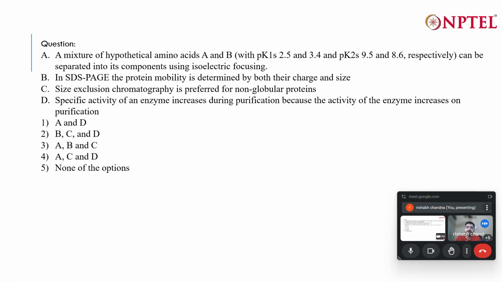The second point is, in SDS-PAGE, the protein mobility is determined by both their charge and size. The third point is, size exclusion chromatography is preferred for non-globular proteins. And the last one is, specific activity of an enzyme increases during purification because the activity of the enzyme increases on purification. So you have to check which of these statements is correct and choose the correct option. Please guess and let me know.